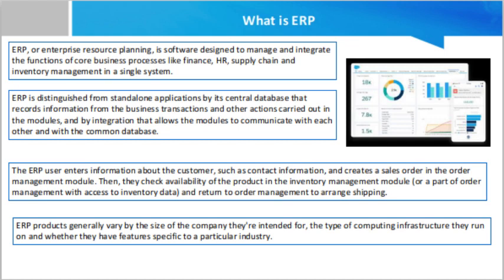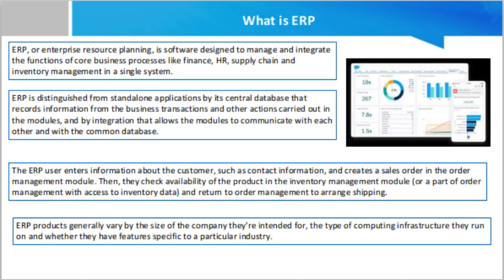Now here is an abbreviated example of how these connected modules share information to help an ERP user complete a set of tasks called order to cash, the process of entering customer orders, delivering products, then receiving and recording payment. The ERP user enters information about the customer such as contact information and creates a sales order in the order management module. Then they check availability of the product in the inventory management module, or a part of order management with access to inventory data, and return to order management to arrange shipping.